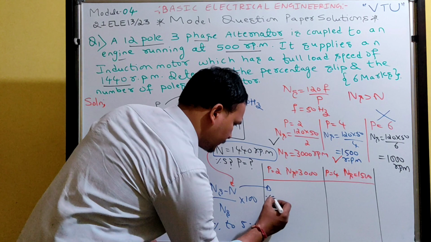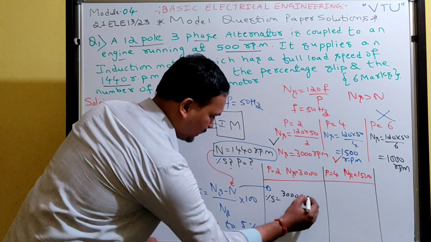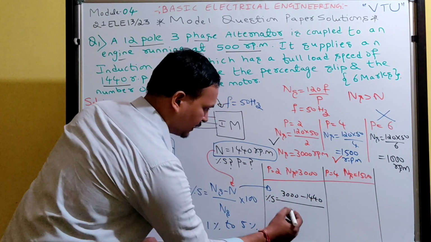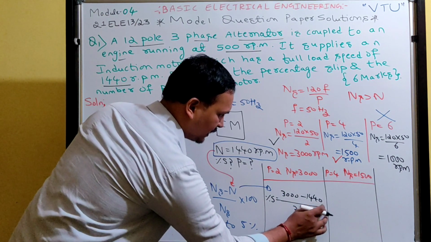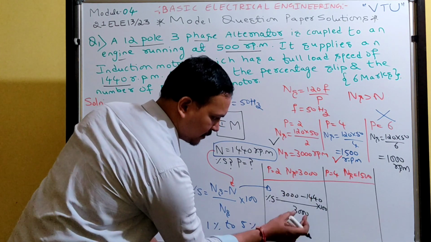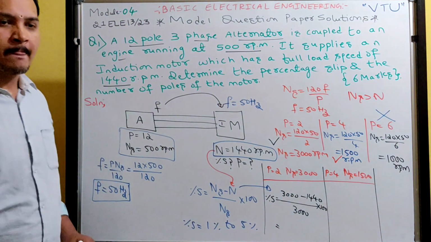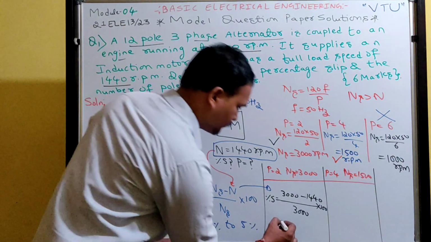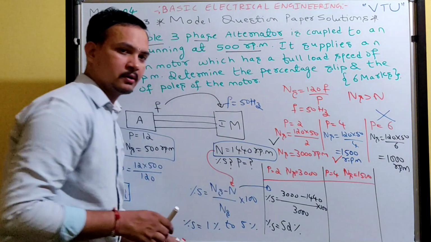So now percentage slip is equal to Ns, which is 3000, minus the value of N, 1440, divided by Ns, 3000, multiplied by 100. Subtract this, divide by this, then multiply by 100. So how much are you getting? What is the answer? How much percentage? 52%. Okay. This is the value of slip.